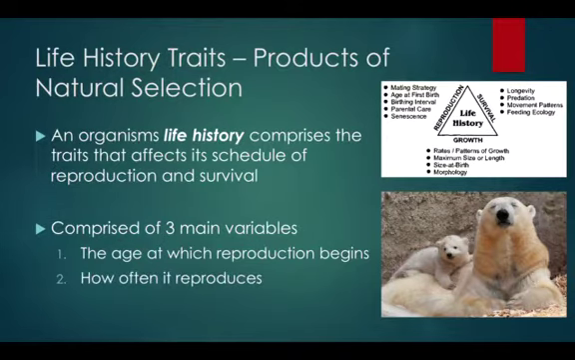Second, how often do they reproduce? How often can they produce young? Again, mice are capable of having multiple litters in a year. When you're talking about something like an elephant, it can only have an offspring every 2 years, I think.